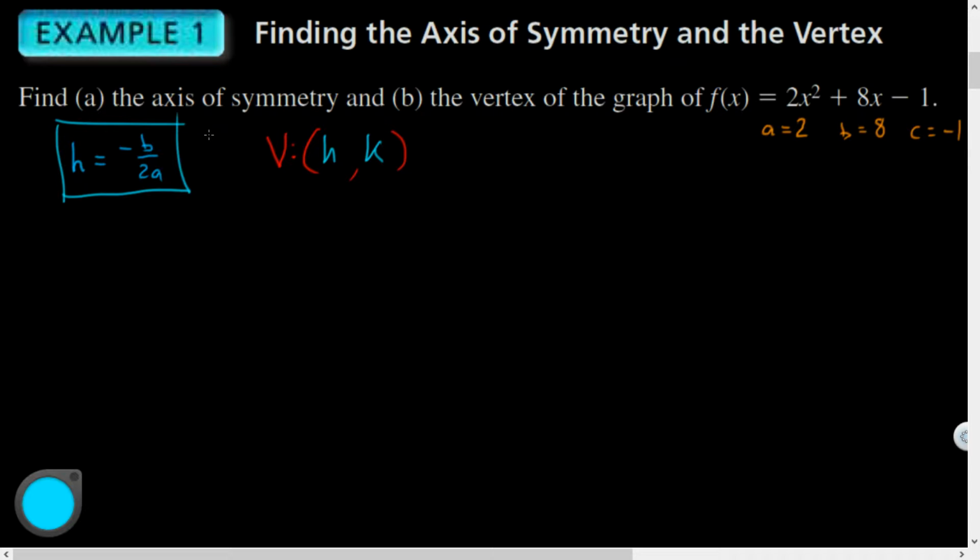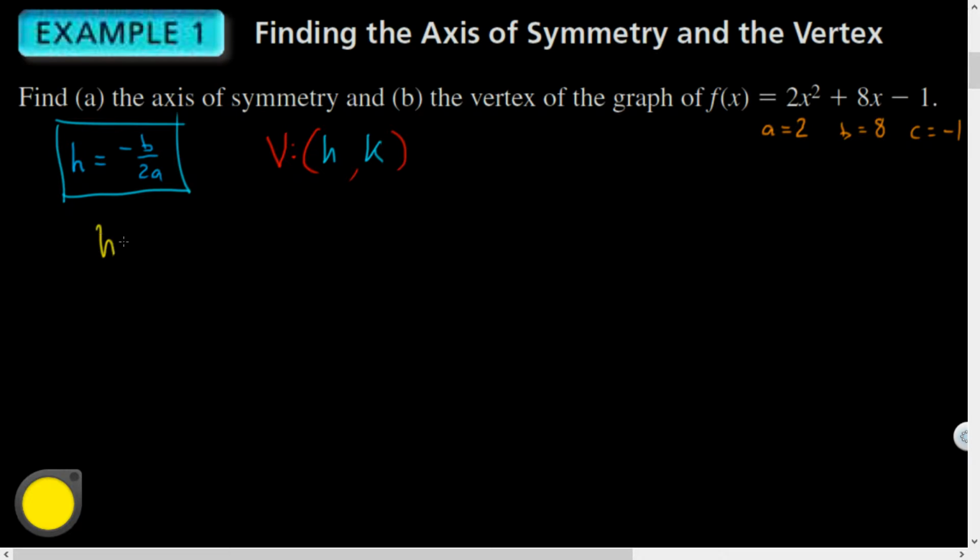It's related to the quadratic formula, but you guys also don't yet know what that is. So that's fine. Don't worry. Here we go. So let's first figure out what is this H component, the x-coordinate of the vertex. So I'm going to plug in B and A in this little formula and see what I get.